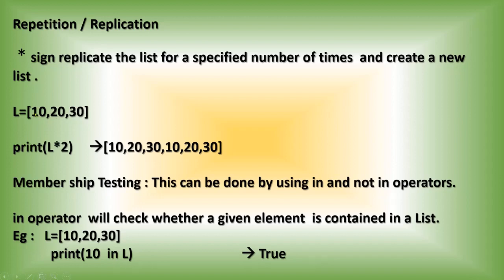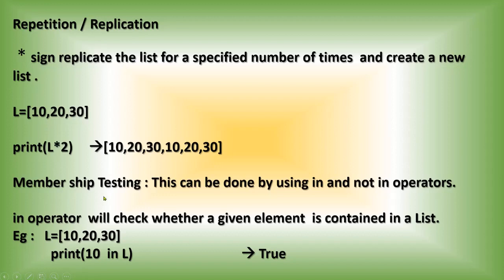So here is one example: L is equal to 10, 20, 30. And I just replicated L using the star operator, which replicates the list. So you can see the output like this: 10, 20, 30, again 10, 20, 30. Try this out in Python. So that is the second operation.